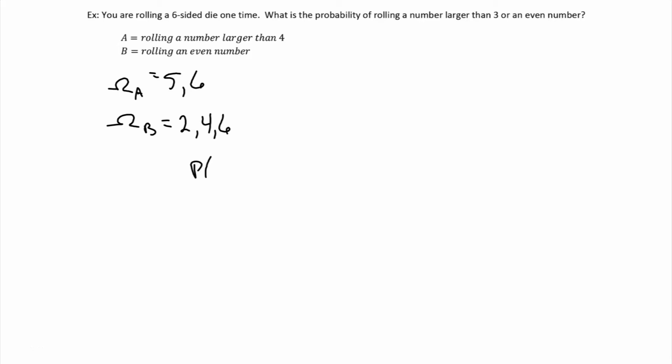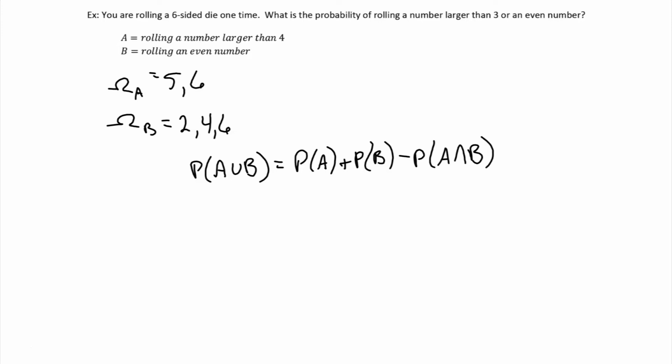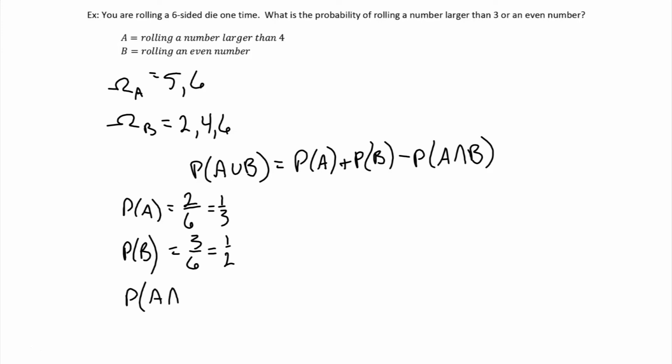Using the formula for the probability of A union B is equal to the probability of A plus the probability of B minus the probability of A intersection B. So the probability of A, we have 2 possible events out of 6, which is 1 out of 3. The probability of B, we have 3 possible events out of 6, which is 1 out of 2. Then the probability of A intersection B, we can see that there is only 1 entry, the 6, that's in both sample sets. So that's 1 out of 6.